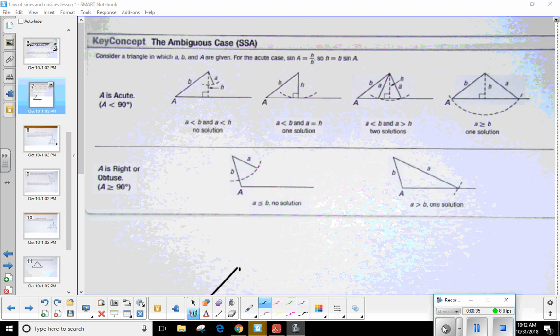Tomorrow we'll go ahead and get started on the district assessment, probably within the last 10-15 minutes of class, and then we'll finish that up on Friday.